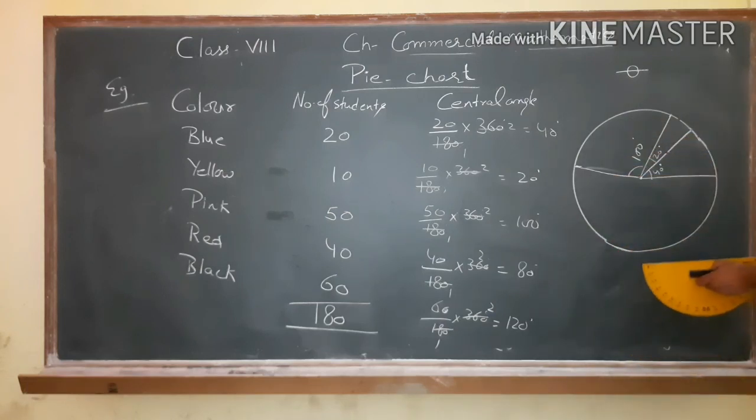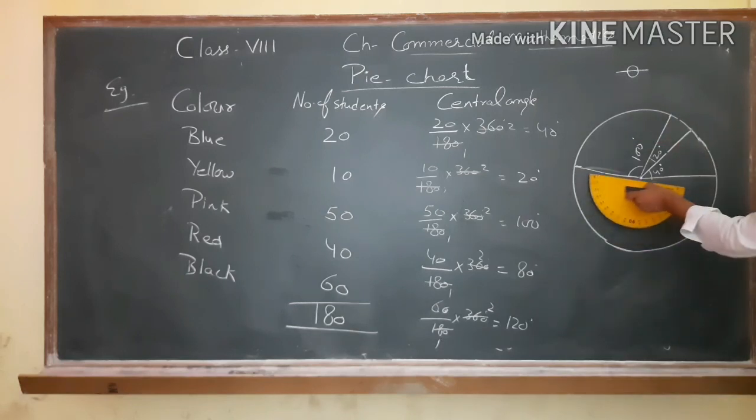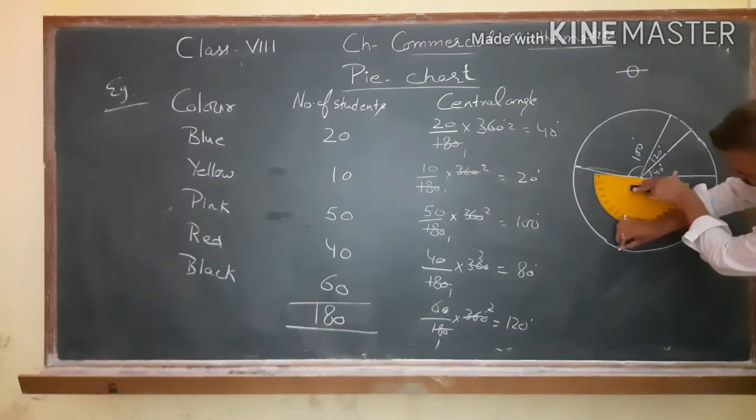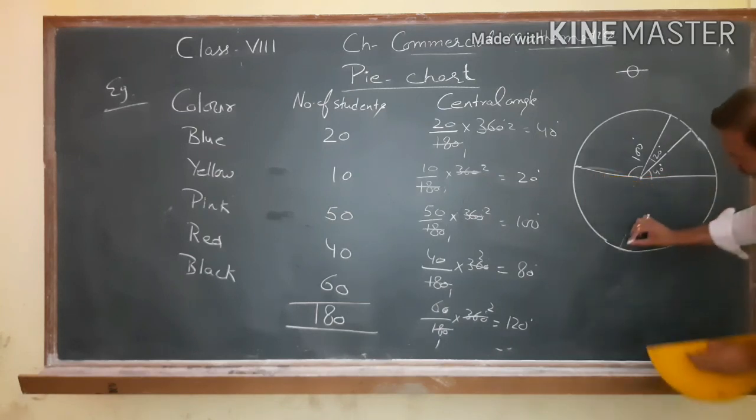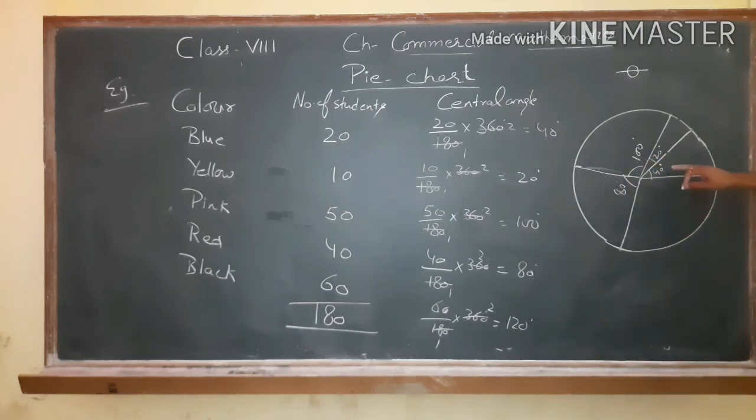Next is 80 degree. Now you have to rotate your notebook and then keep this, and the central angle will be the 80 degree. Last is 120. If we have drawn all the four correctly, the last will be correct, that is 120 degree.